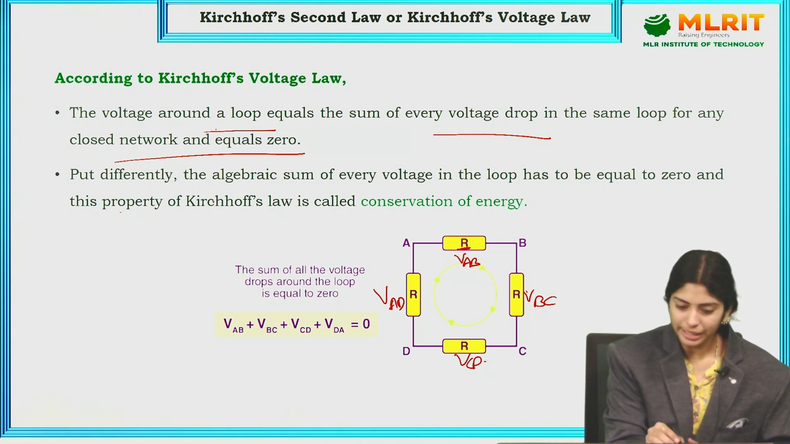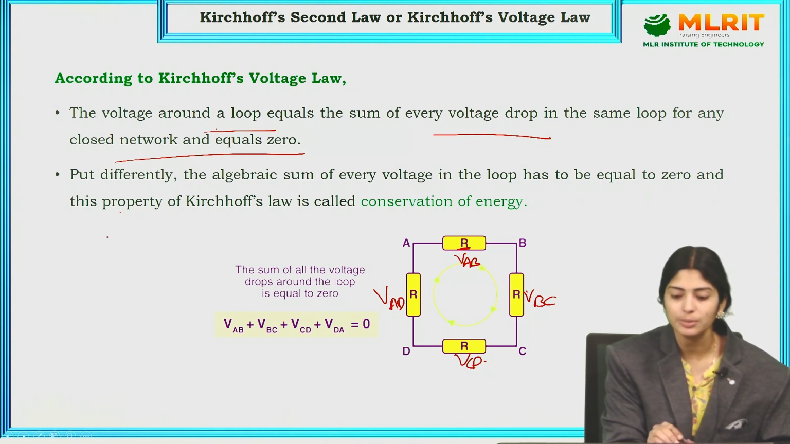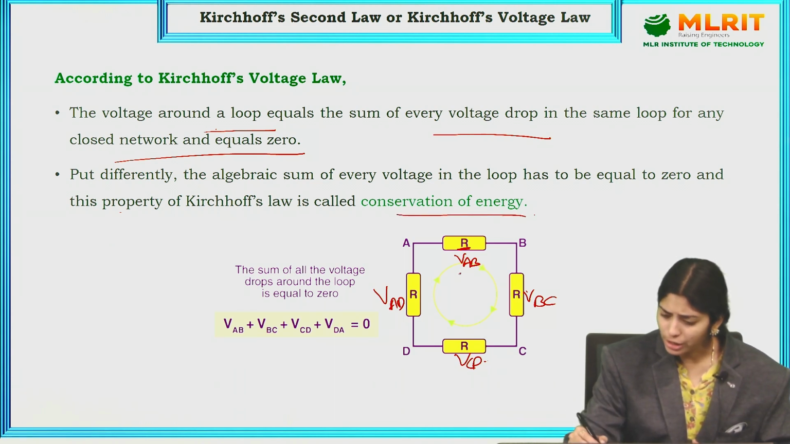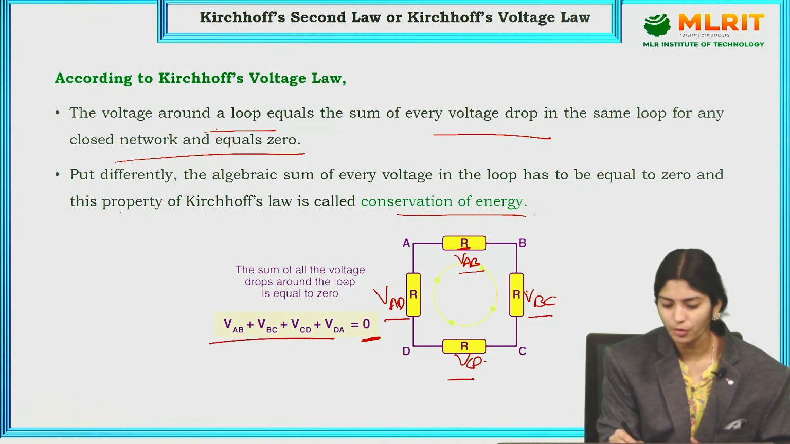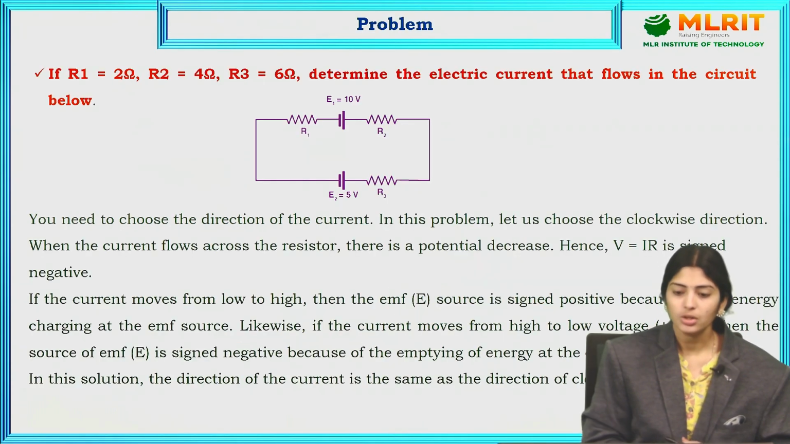Put differently, the algebraic sum of every voltage in a loop has to be equal to 0, and this property of Kirchhoff's law is called conservation of energy. How can we define it? Voltage drop means VAB plus VBC plus VCD plus VDA, all should be equal to 0. The sum of all voltage drops around the closed loop is equal to 0. This is KVL. Now let us see a problem based upon this KVL.